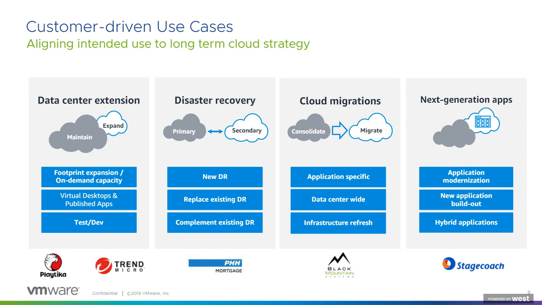And last but by no means least, next generation apps. And one of the beauties of the VMware Cloud on AWS partnership is that your workloads, as they move into VMC on AWS, can now get access to native AWS services that you otherwise would not have had access to in your data center. So we have a variety of customer references, as you can see on the bottom there. You can find more information about that on our website.